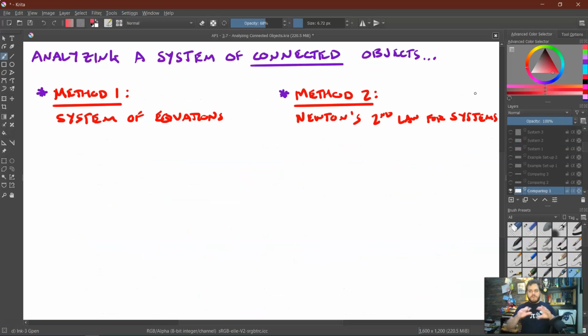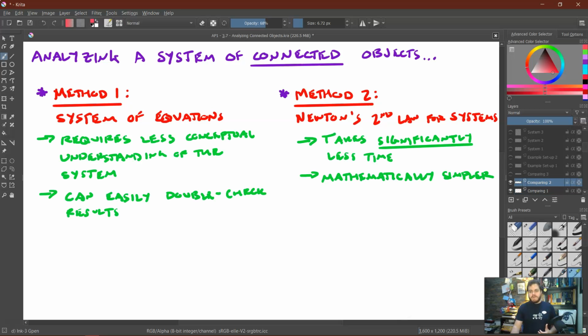So we've now gone through two different methods of solving problems that involve these connected objects. One being a system of equations, one being Newton's second law for systems. And they both have their pros and cons. So let's go through those for a second. First off, the pros.